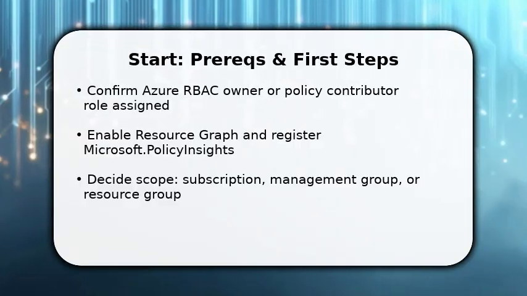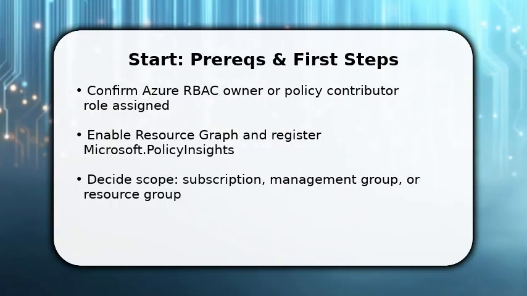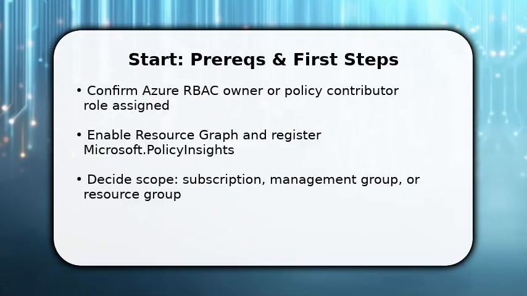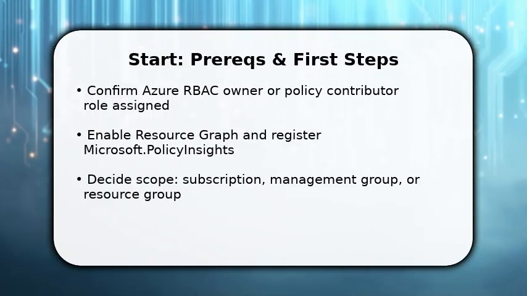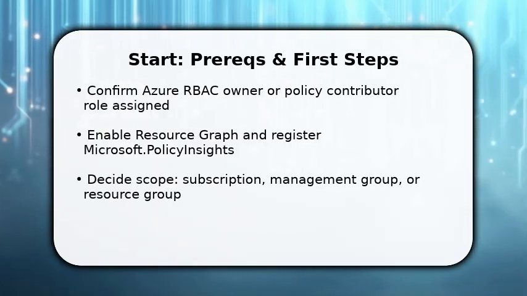You have the essentials: an account with policy contributor or owner rights and resource graph registered. First, pick the scope, subscription, management group, or resource group, because policy inheritance matters. Next, choose built-in versus custom policy. Built-in is faster, custom fits special rules.